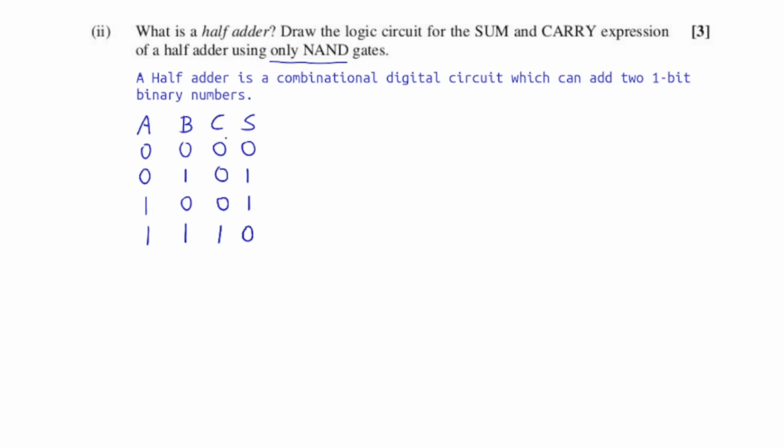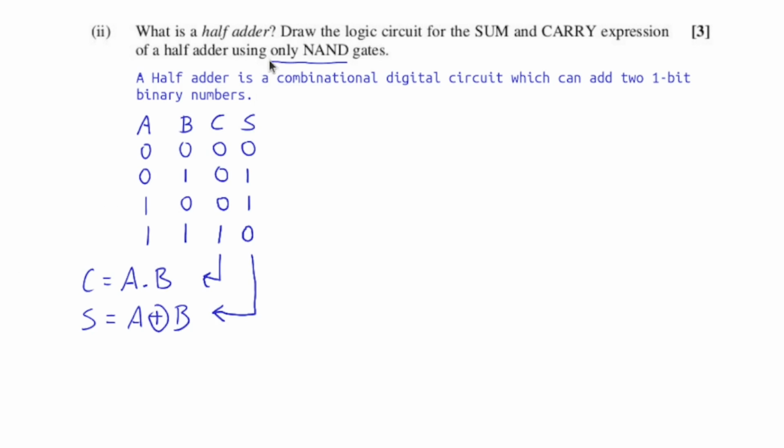Now notice the column for the carry part. It says 0, 0, 0, 1. That is, the output is high when both the inputs are high, which means that the expression for the carry is A dot B. Similarly, if you look at the column for sum, you will see that the output is high when only one of the inputs is high, which means that sum is equal to A XOR B.